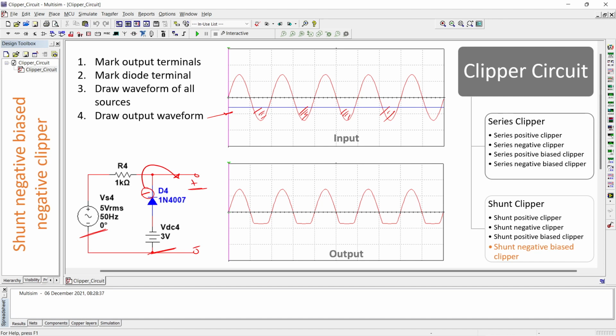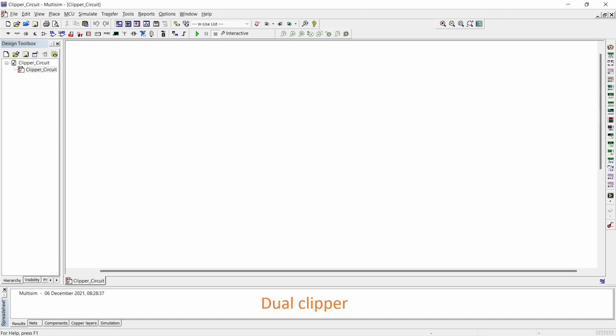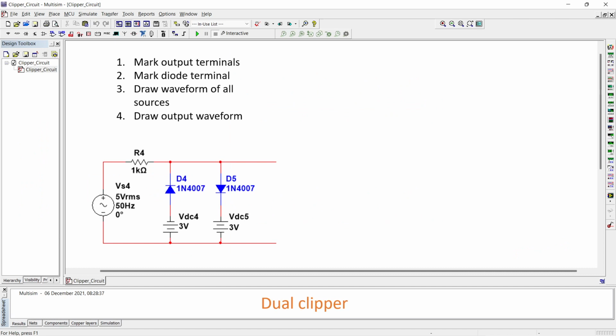And now finally it's time for a bonus clipper circuit, that is dual clipper. The circuit of dual clipper looks like this. So for this circuit also we'll apply our 4-step formula. Step number 1 is to mark out the terminals. In step number 2, mark out the diode terminals. First we have this negative terminal and then we have this positive terminal. Here we have total 3 sources, 1 AC and 2 DC.